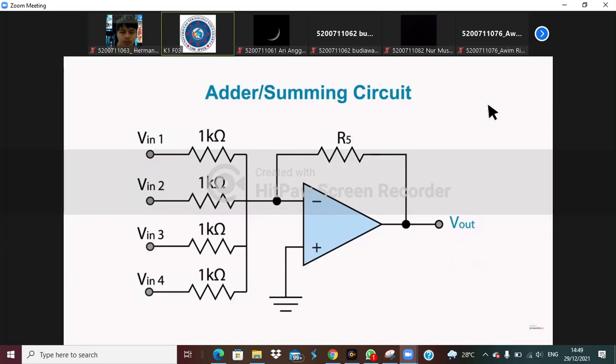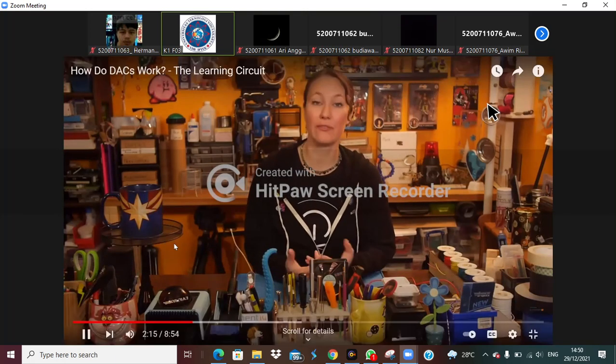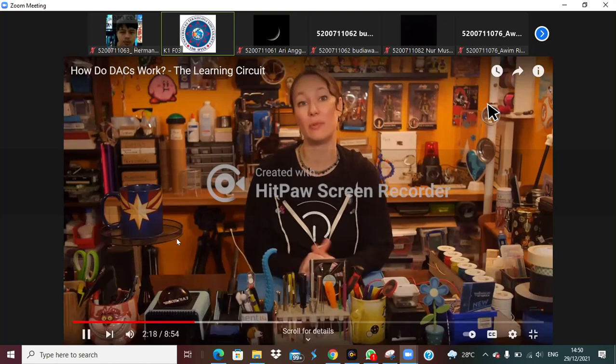Typically, the resistor values would all be the same. If they were different, it would change the weight of each input voltage and how it affects the output, and the output voltage would not be a true sum. In a summing circuit, with all the values the same, the inputs are balanced. But for a DAC, we actually want the values to be unbalanced. The op-amp circuit we need for digital to analog signal conversion is called a binary weighted input DAC.